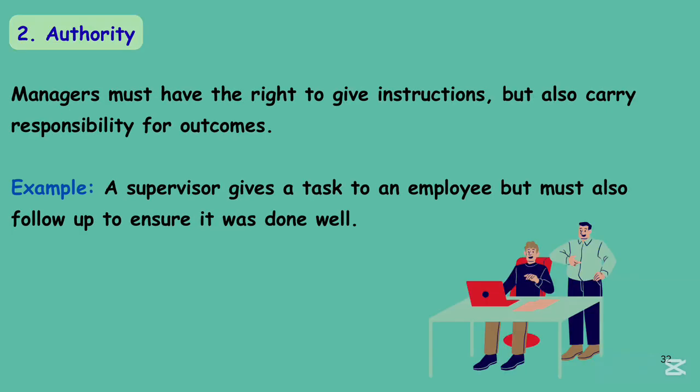2. Authority. Managers need the power to give orders, but they also carry responsibility. Example, a team leader must assign tasks, but they're also responsible if the team fails. It's about power and accountability going hand in hand.